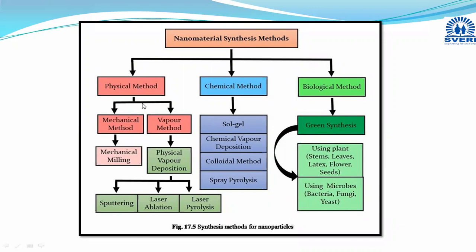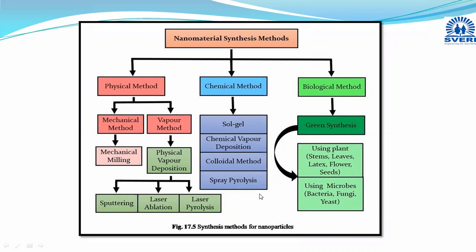And in this physical method, mechanical methods and vapor methods are there, and in mechanical methods, the milling method is used. In the vapor method, we can use different methods like sputtering, laser ablation, and laser pyrolysis. Then in chemical methods: sol gel method, chemical vapor deposition, colloidal method, and spray pyrolysis. And in the biological method, green synthesis, where we can use different mediums like plants and microbes.